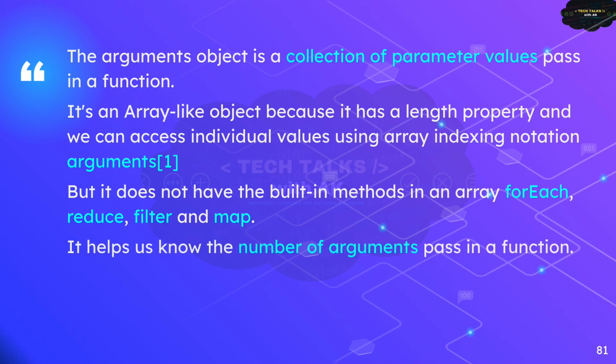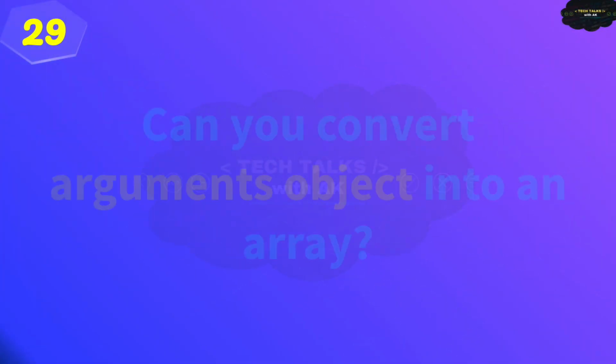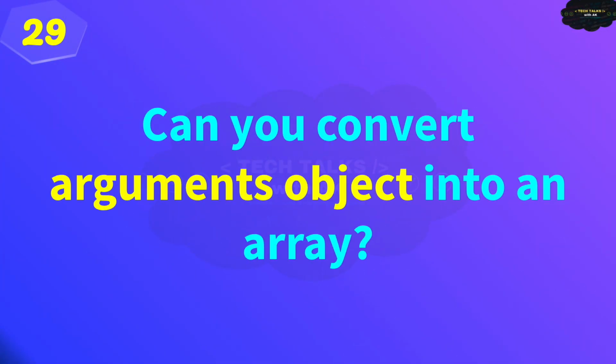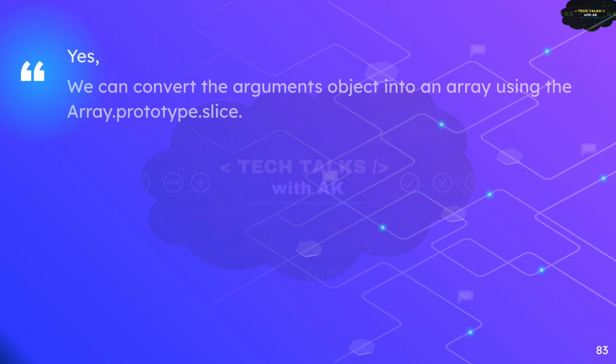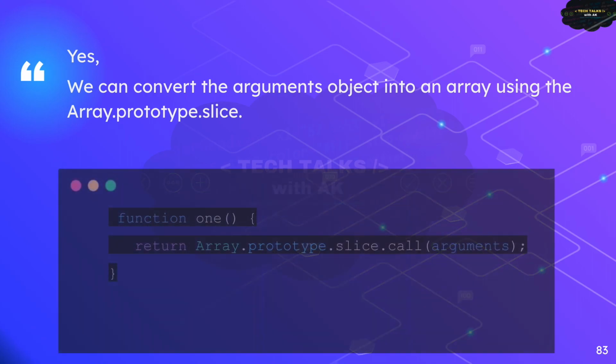It helps us know the number of arguments passed in a function. Next question is, can you convert the arguments object into an array? And the answer is yes. We can convert the arguments object into an array using the Array.prototype.slice method.